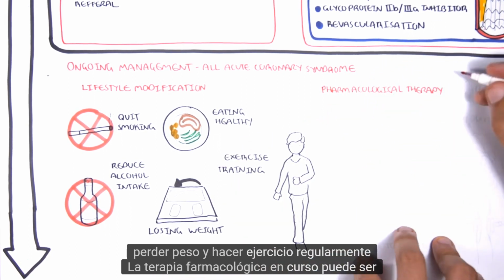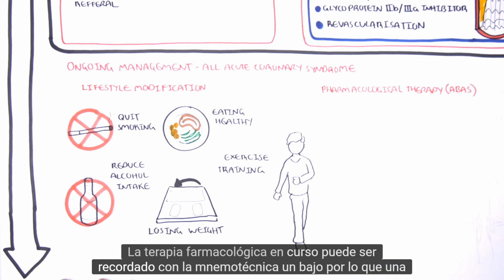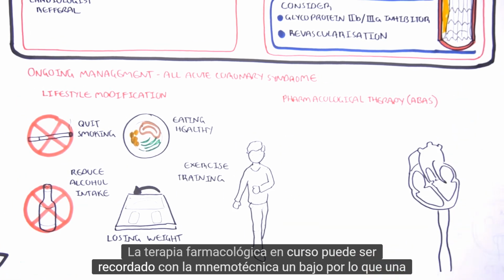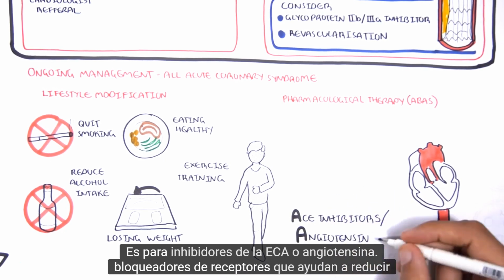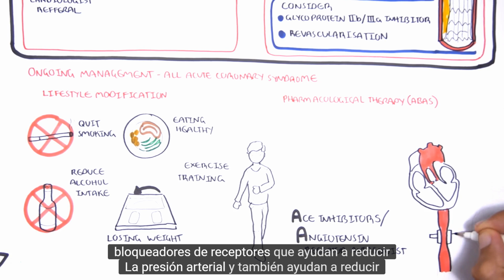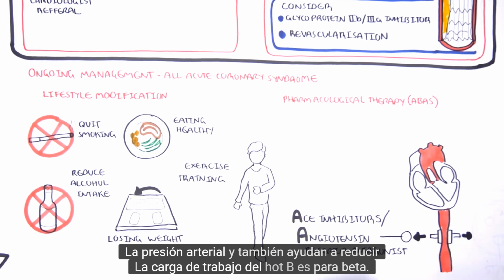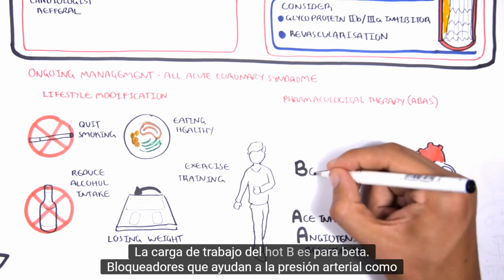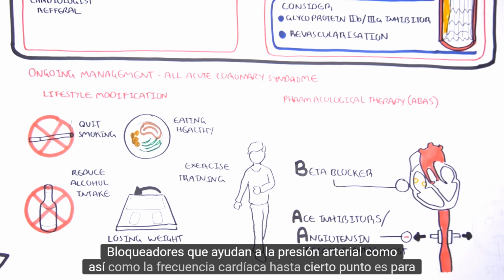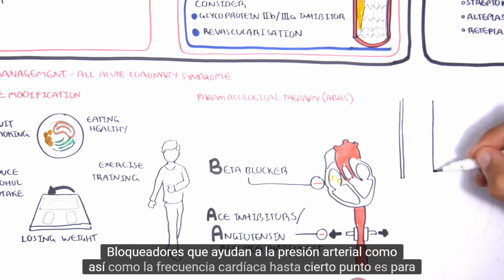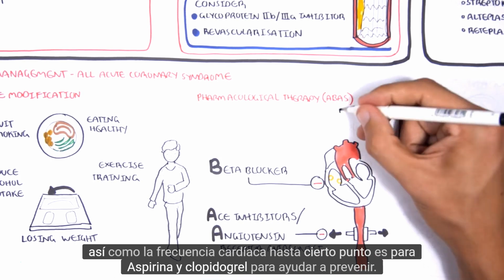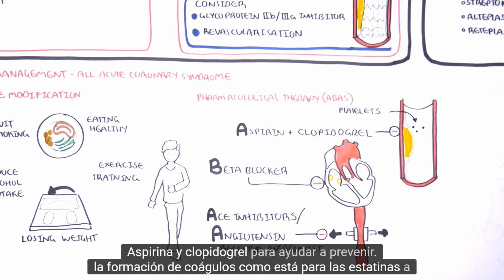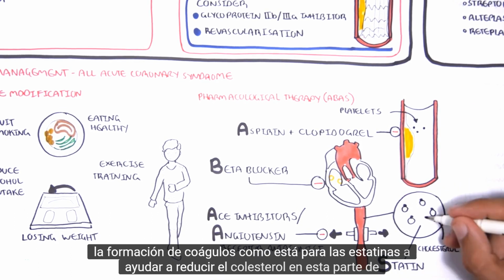Pharmacological therapy, ongoing, can be remembered with the mnemonic ABAS. So A is for ACE inhibitors or angiotensin receptor blockers, which help reduce blood pressure and also help reduce workload of the heart. B is for beta blockers, which help blood pressure as well as heart rate to an extent. A is for aspirin and clopidogrel to help prevent clots from forming. S is for statins to help reduce cholesterol.